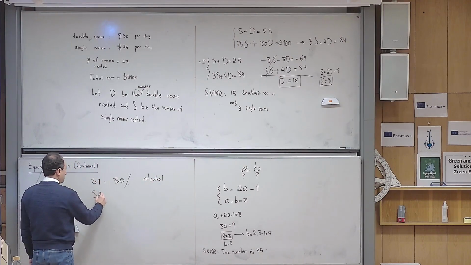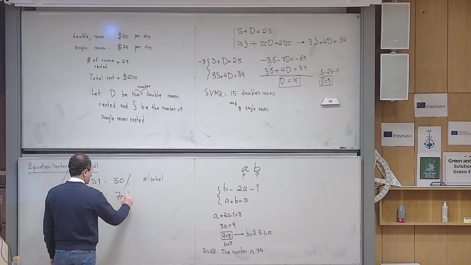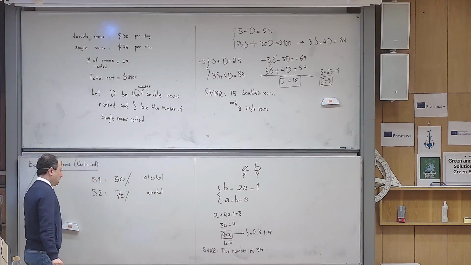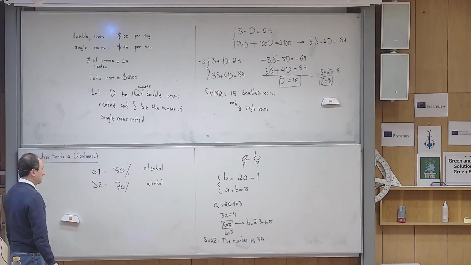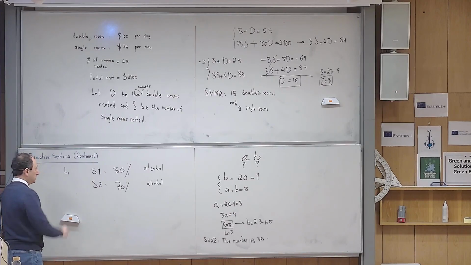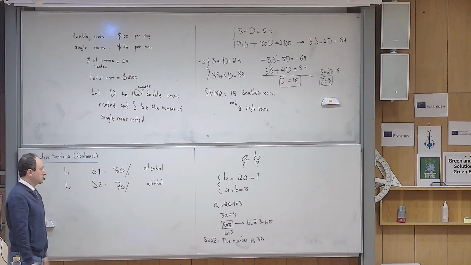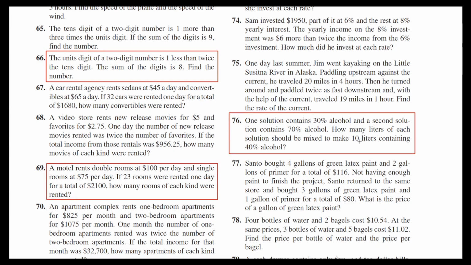And solution number 2 contains 70% alcohol. I want to know how many liters of this one and how many liters of this one. So let me write L1 for the number of liters from solution 1 and L2 for the number of liters of solution 2. I want to mix these solutions in a way that in total, if you read the last part, to make 10 liters containing 40% alcohol.